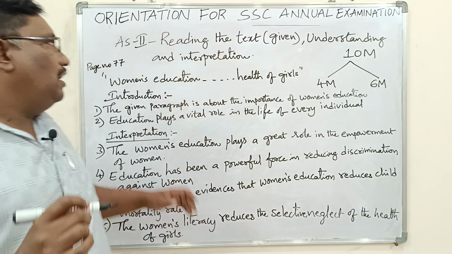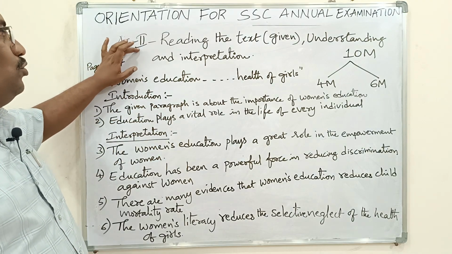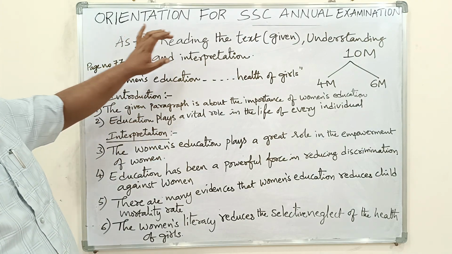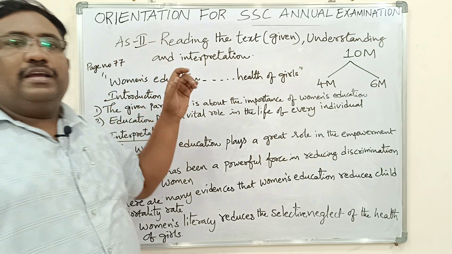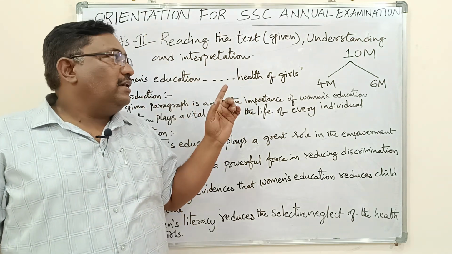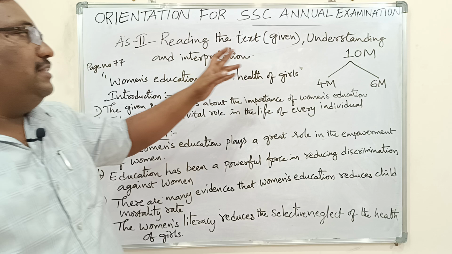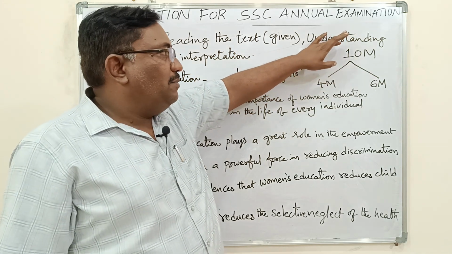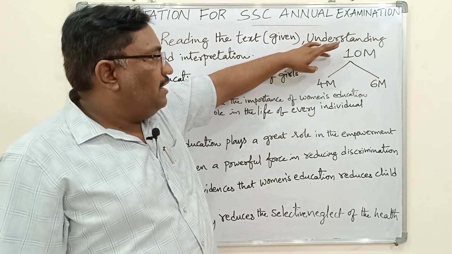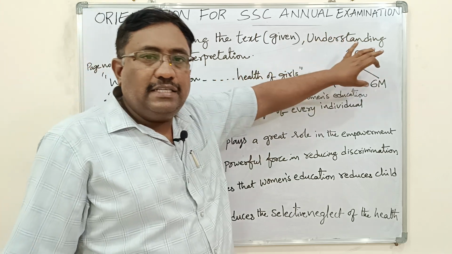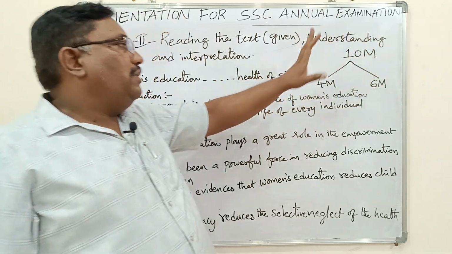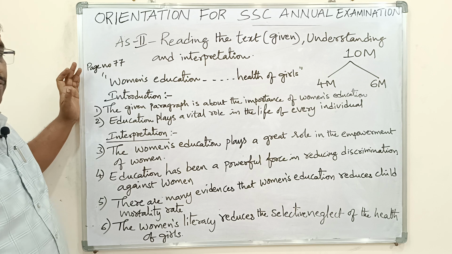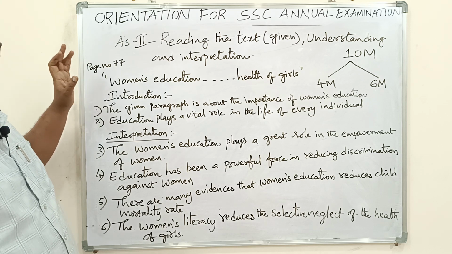Right, students, now we are going to academic standard 2, that is reading the text given, understanding and interpretation. In simple terms, we call it paragraph interpretation. This academic standard will fetch us 10 marks. In that, one 4 marks question and one 6 marks question is there. So now we are practicing one paragraph. I am not writing the complete paragraph, but I have given you the indication.